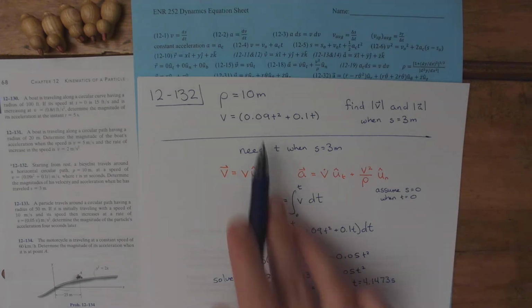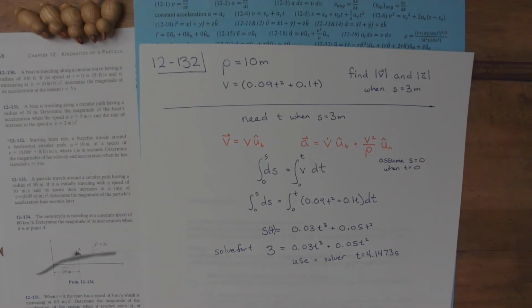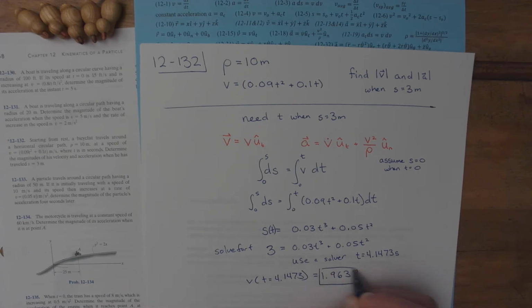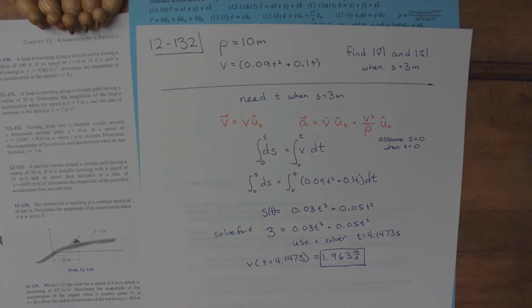So then we can take that and put it into our equation for the velocity. You can do that on your own. We should get the velocity when t is equal to 4.1473 just by plugging that into our equation for the velocity. 1.963 meters per second. This is the magnitude of the velocity, which we can see from that equation. And we need the magnitude of the acceleration.